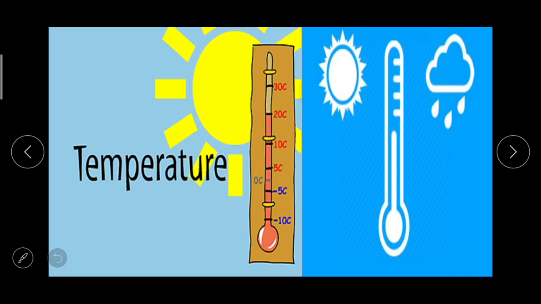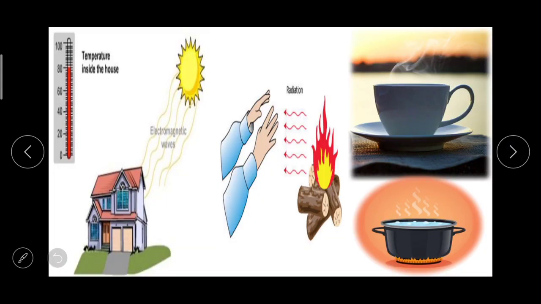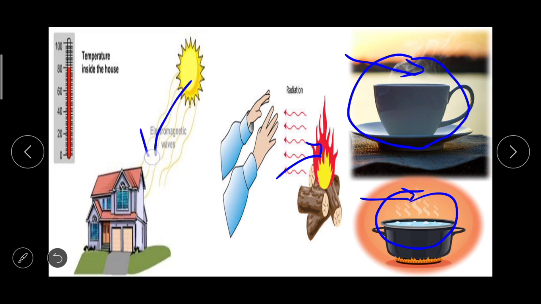Now in this topic we are going to talk about temperature, and here on the screen, as you can see the pictures, you can easily understand that these pictures are showing the temperature. For example, this cup of tea or coffee, and here also the boiling water. So all these things are related with the temperature, and in our daily routine, in our daily things, we are familiar with the concept of temperature.